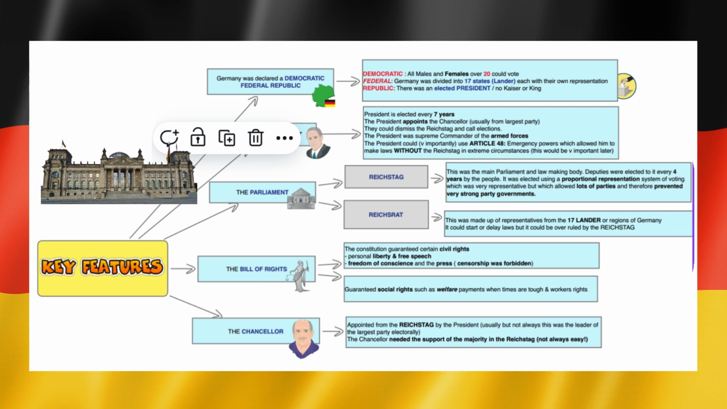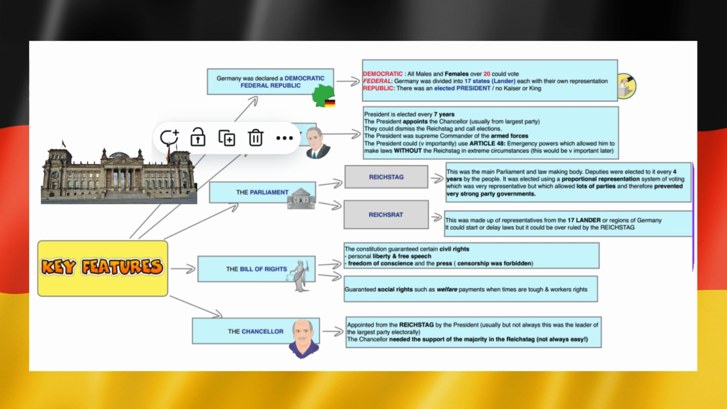What about the Reichstag then? Well, this is the main parliament and law-making body. Deputies were elected to it every 4 years by the people. It was elected using a form of PR, a very representative system. This allows lots of different parties and representation, and therefore prevents very strong party governments.